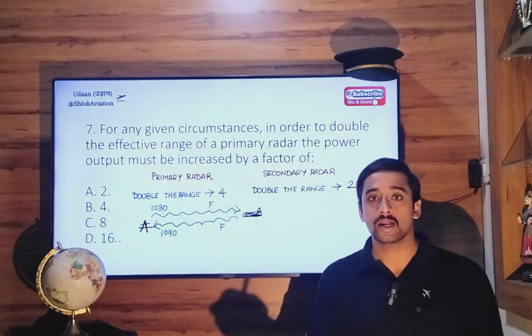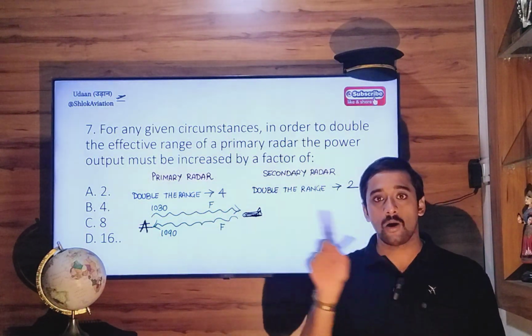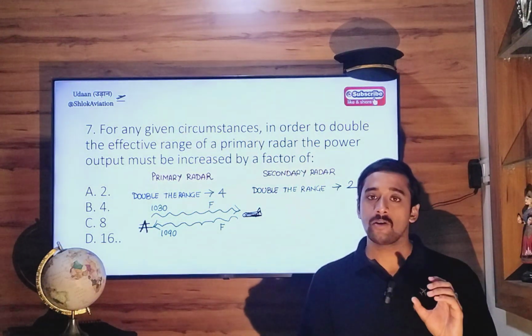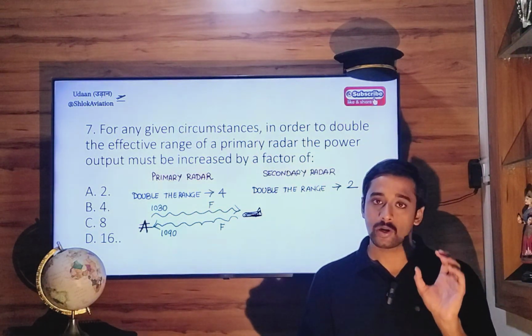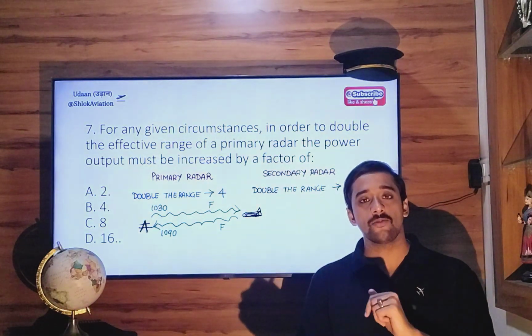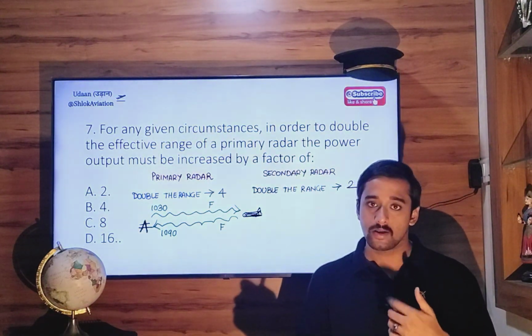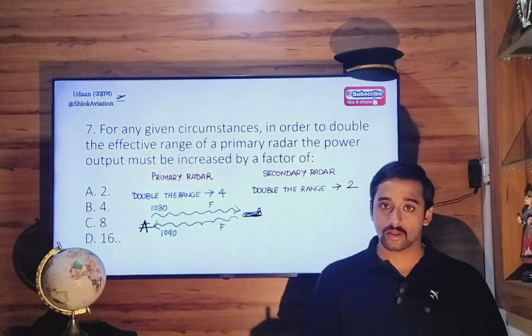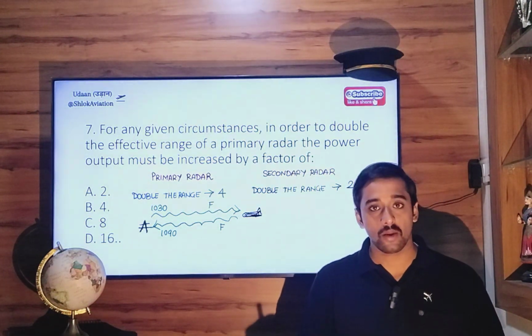In case of primary radar, the same frequency is used throughout that to and fro distance. But in case of secondary radar, one particular frequency is allotted for one-way distance. Another frequency is used for the return journey. So that's why the power required by secondary radar is much less than the power required by primary radar.